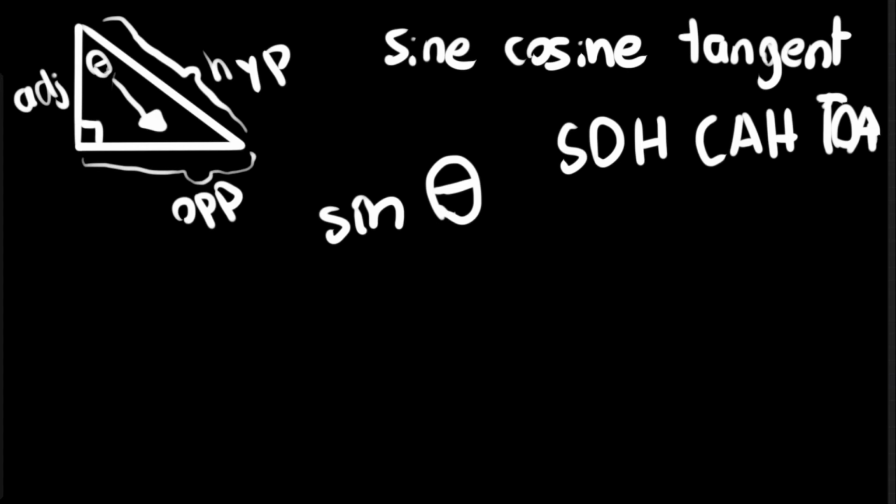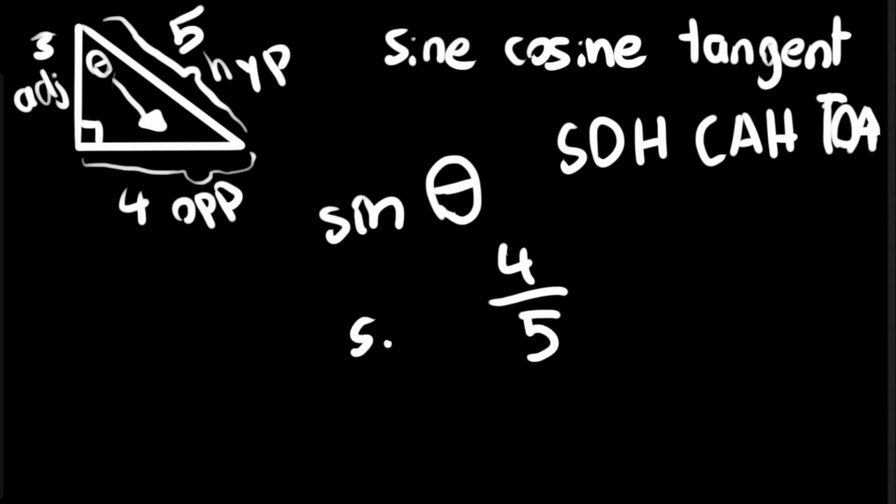Let's make this a 3, 4, 5 triangle. So the opposite is 4, and the hypotenuse is 5. So opposite over hypotenuse: sine of theta would equal 4 over 5, 4/5.